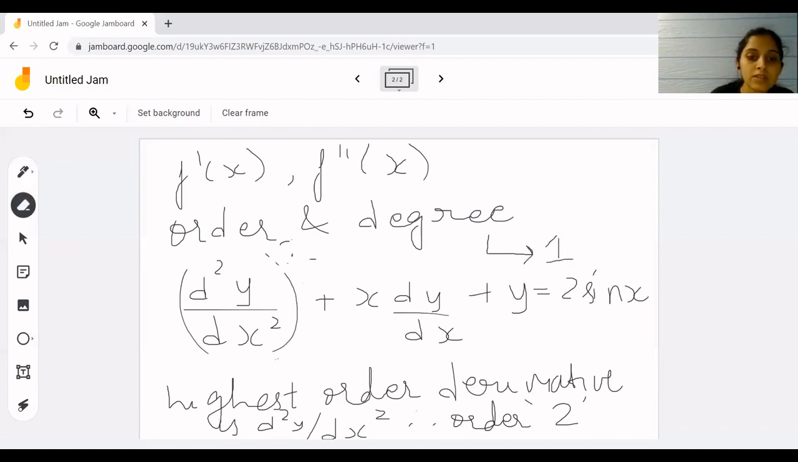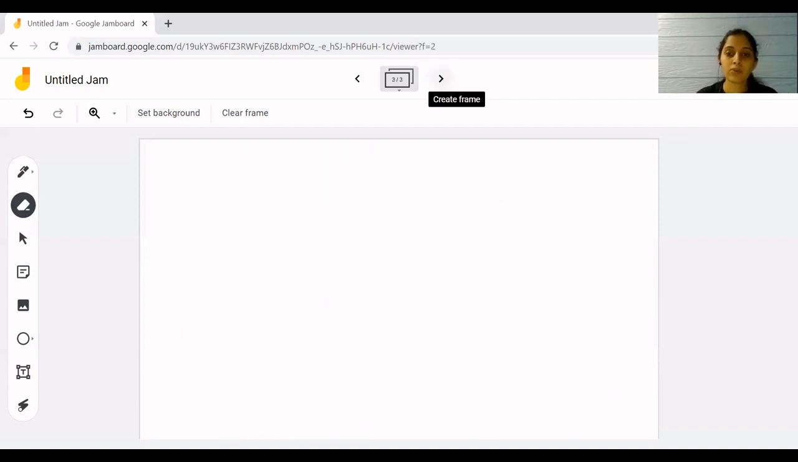So order is basically the highest order derivative and degree is the power of the highest order derivative. Okay, that's how you will differentiate between order and degree. Now, the definition of degree is also that it is the power of the highest order derivative occurring in a differential equation when it is written as a polynomial of differential coefficients. So only when you can write it as a polynomial, that is in decreasing order of the derivatives and differential coefficients, can you call it a differential equation and give it its degree.